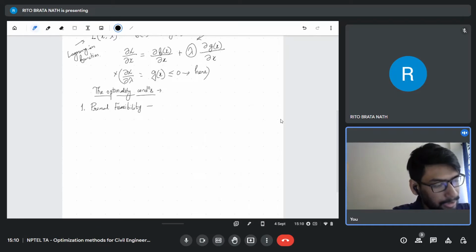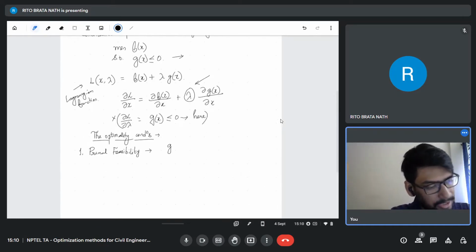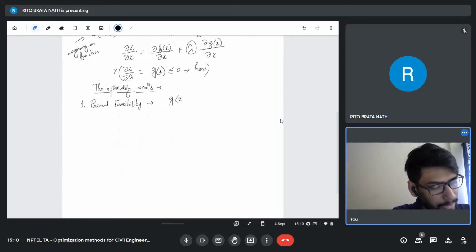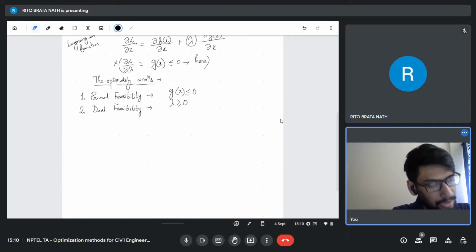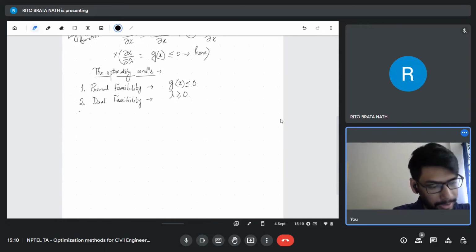My primal feasibility tells you that this g(x) function, if x is a feasible point, has to be satisfied. Then I have another condition called dual feasibility, which is the same as the one I mentioned before: these lambda values have to be greater than or equal to 0. These lambda values become the dual variables in the dual problem, but I'm not going into those details. Third is the complementary slackness condition.